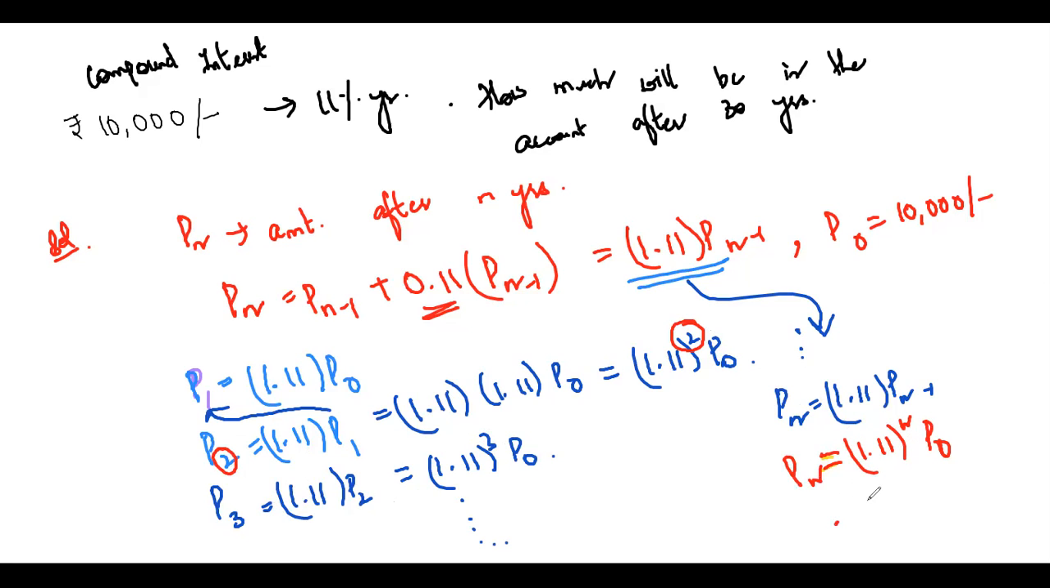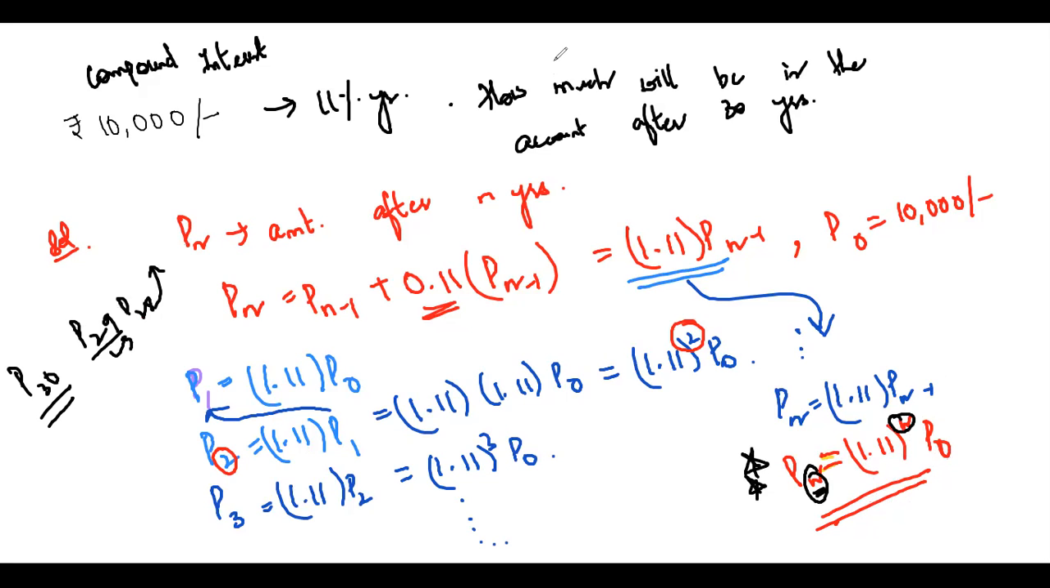Now, why do we need to find this relation? Suppose we want to find P30 in our problem. For that we will need P29, for P29 we will need P28, and this continues till we get P0. But if we use this formula, we can directly substitute the value of n and raise it to that power. So Pn is given as 1.11 to the power n times P0.